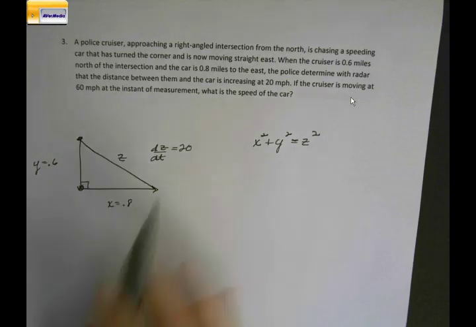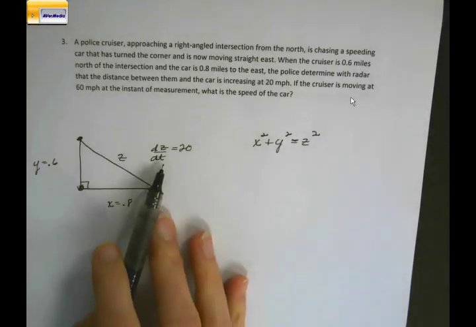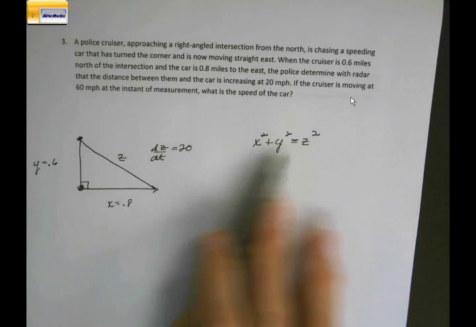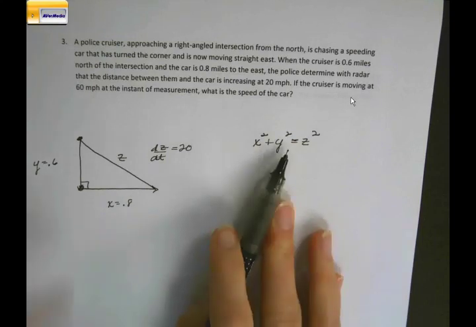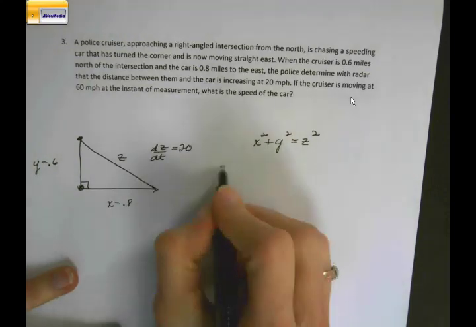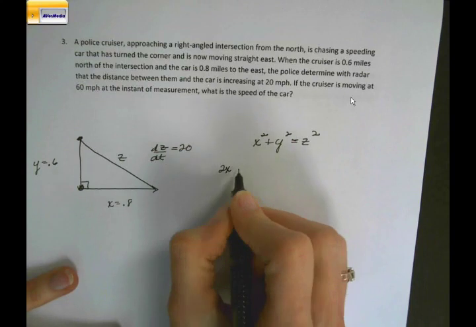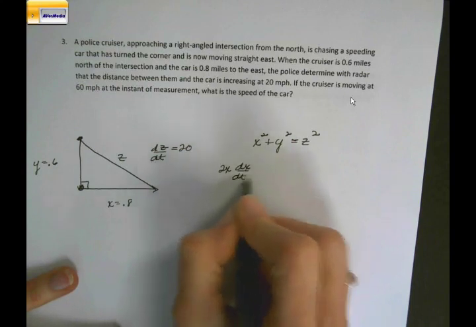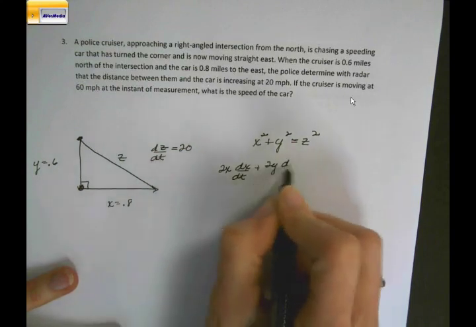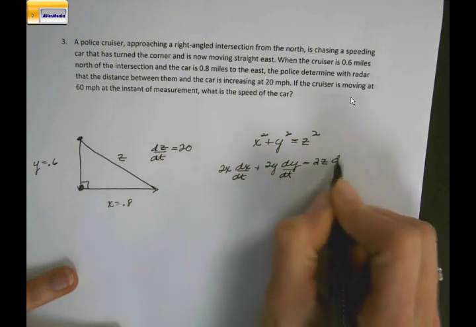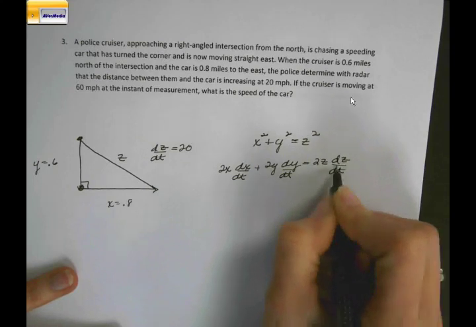Yes. So we don't want to eliminate. Well, you've got dz/dt, so you can't get rid of z. So you have all variables. You don't want to get rid of any of them because you have information about all of them. So you're going to take the derivative of this equation, and you need every one of these variables because you have information about all of them. Everything's with respect to time t. So 2x dx/dt plus 2y dy/dt equals 2z dz/dt.